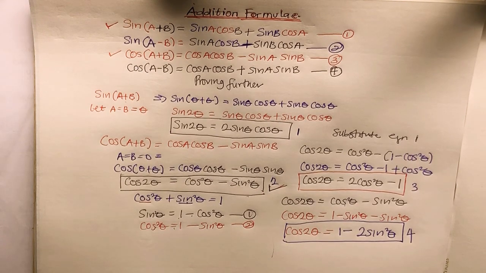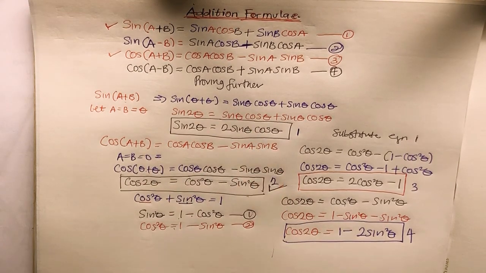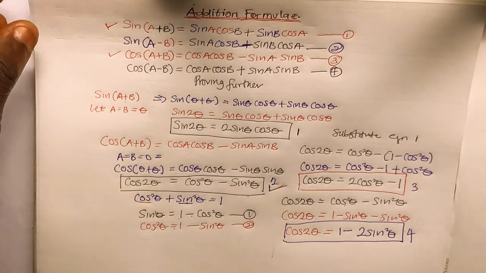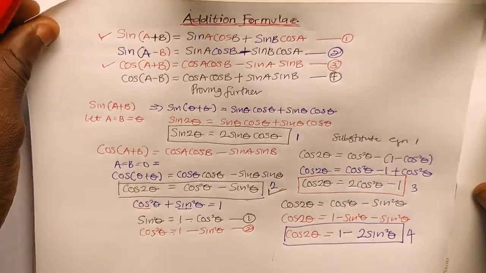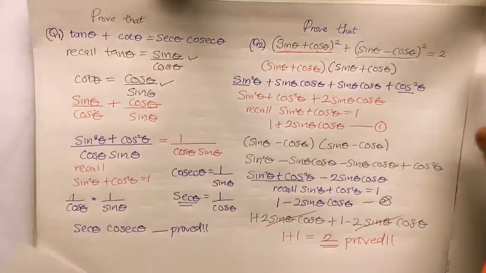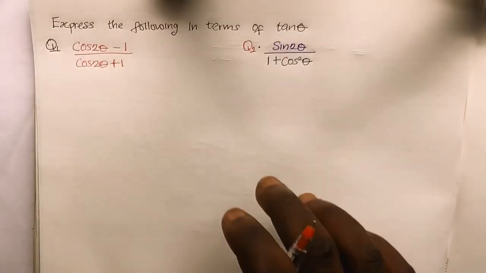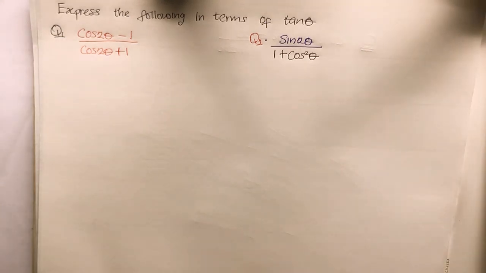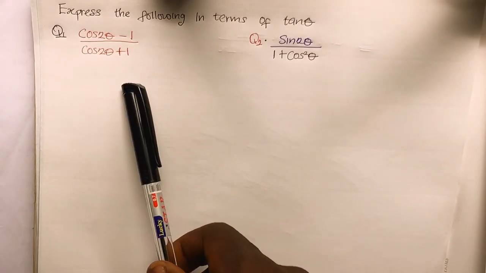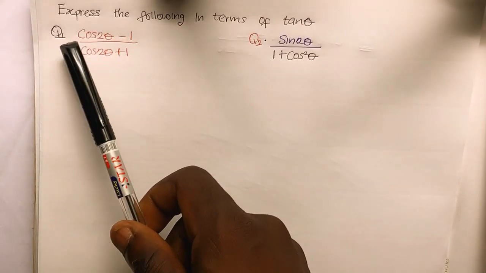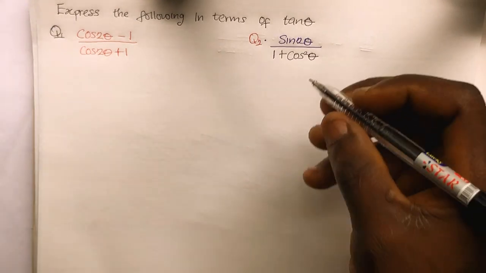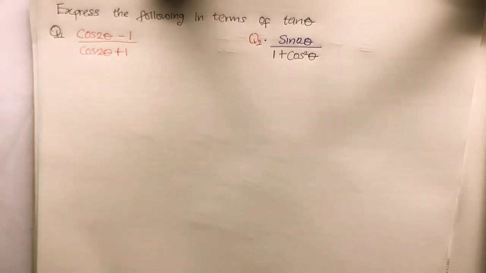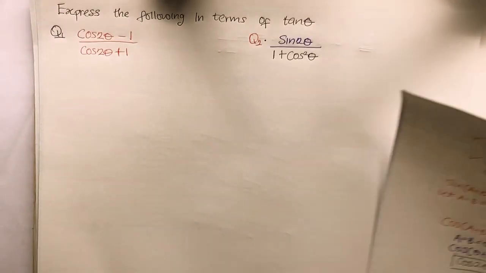Then let's go ahead and apply all these formulas under some questions. Let's see what I'm going to be having. Let's go to the question. Look at the question. Express the following terms in terms of tan theta. We are asked to express the first question, which is cos 2 theta minus 1 divided by cos 2 theta plus 1, in terms of tan theta. Then you can actually go ahead looking at this formula that I'm having here.